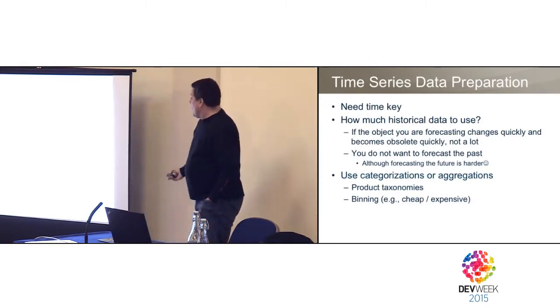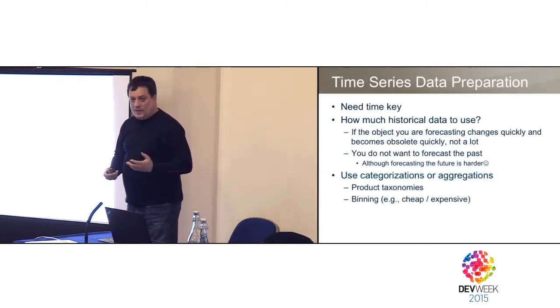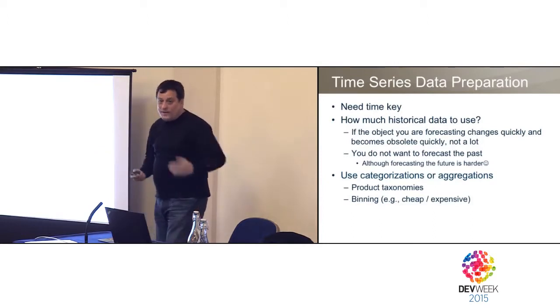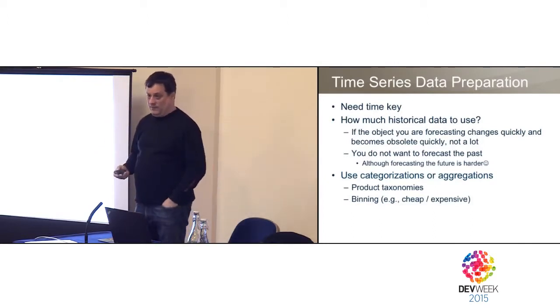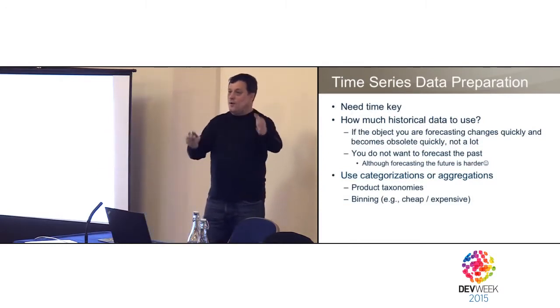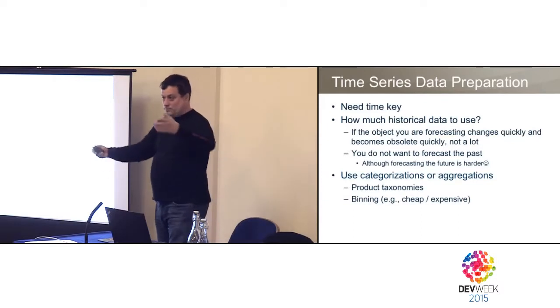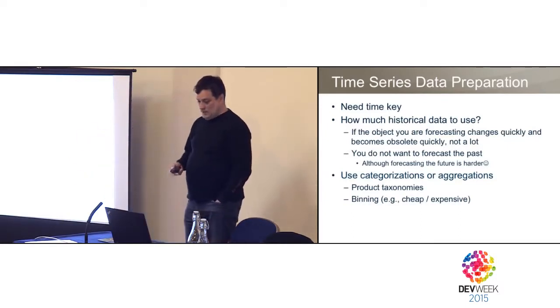So if you aggregate or categorize input data, then you might use more history, because patterns in broader groups do not change so frequently. So maybe with mobile phones, you can categorize into, I don't know, smart and dumb, or cheap and expensive. And then you can use more history.